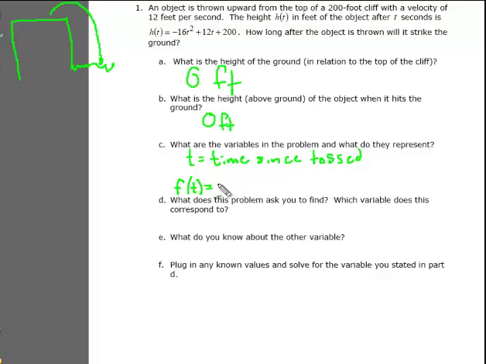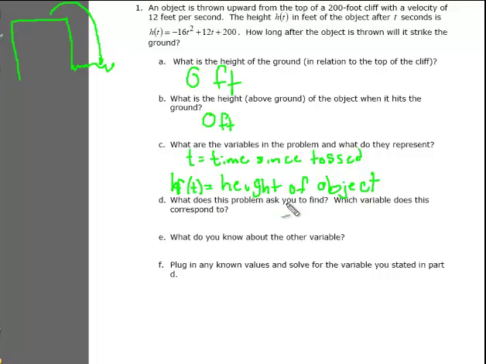So this one represents the height. It says the height, h of t, in feet after so many seconds. Oh, I'm sorry, it's h of t, isn't it? So h of t is the height, and that's your height of object. That's the thing that is moving, so it's your object.